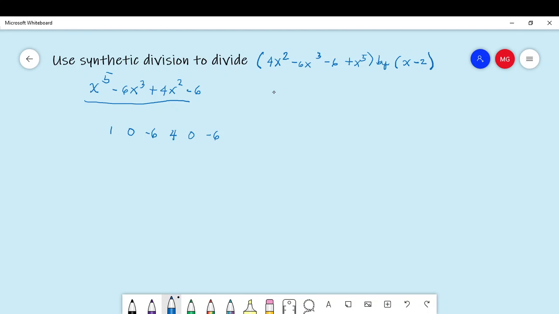For our divisor, x minus 2, we equate it to 0. So x is equal to 2. So for our divisor, we have 2.